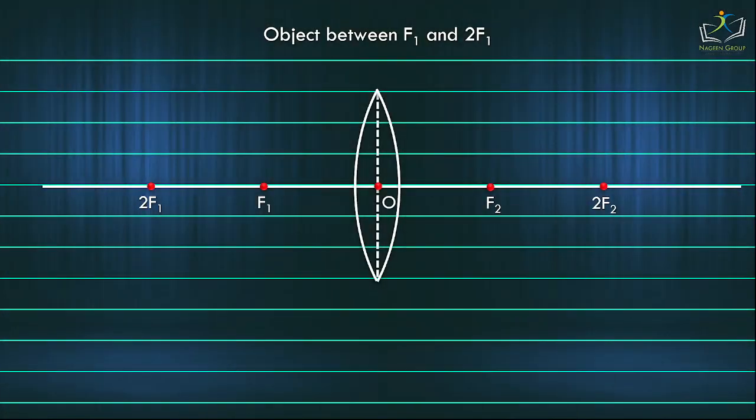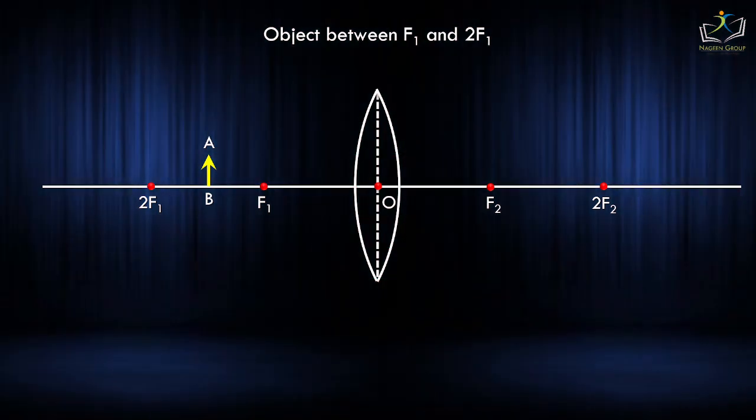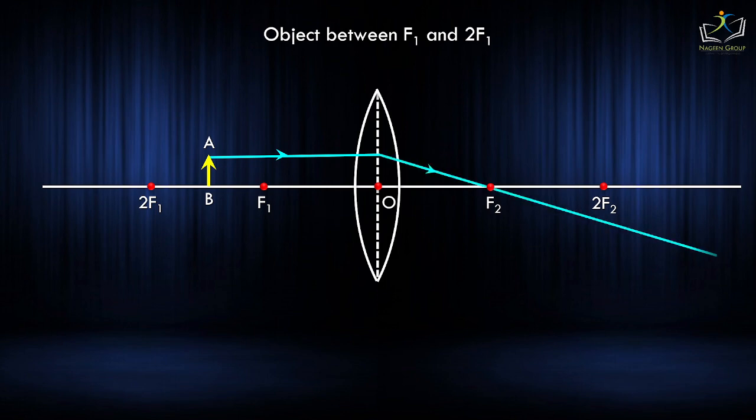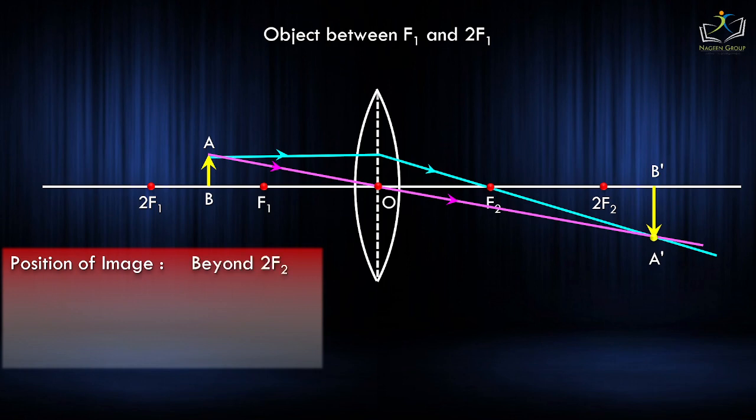Next, we are taking the object between F1 and 2F1. So let's take an object here, between F1 and 2F1. Now a ray which is parallel to the principal axis passes through F2. Another ray that is passing through O will not deviate, it will pass straight without changing its direction. So now can you see where they intersect? They intersect after 2F2, right? Beyond 2F2. So here what is the position? It is beyond 2F2. Nature of the image, here we see that it is real. Actually these lines are meeting. As you see, here AB and here it is A dash B dash. So opposite in direction, we call it inverted, and here it's larger in size.